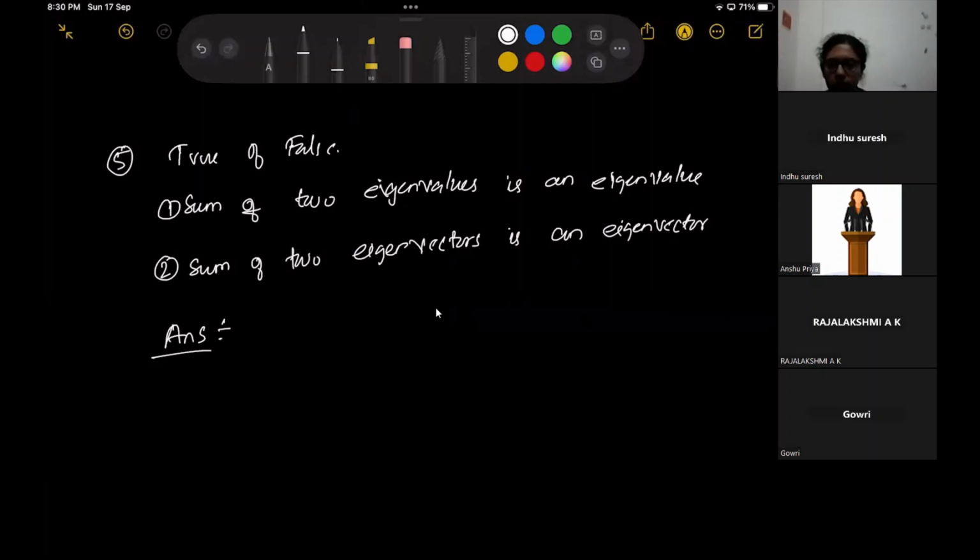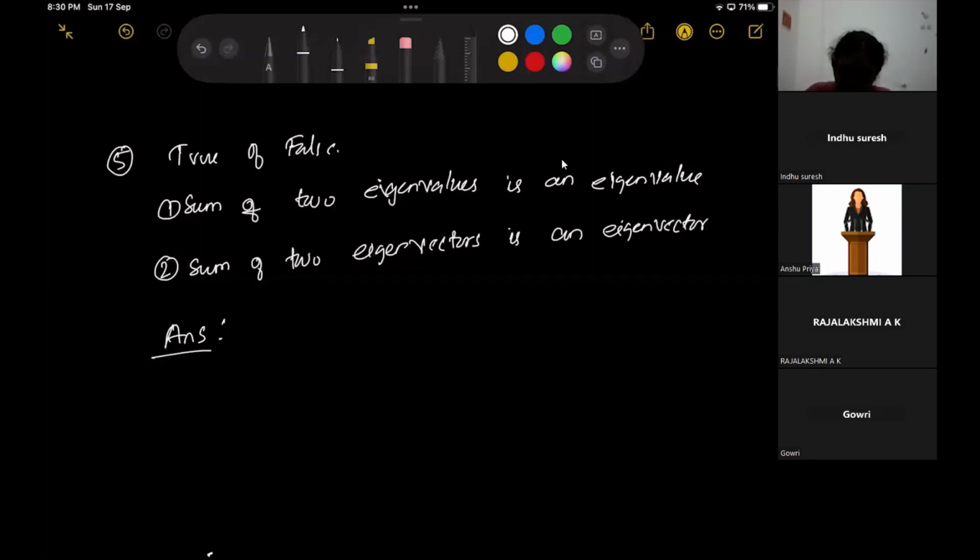Sum of two eigenvalues is an eigenvalue of that same matrix. Yeah, same matrix I am asking. No, ma'am. First is false. Yeah, first is false. Can you give some counter example?